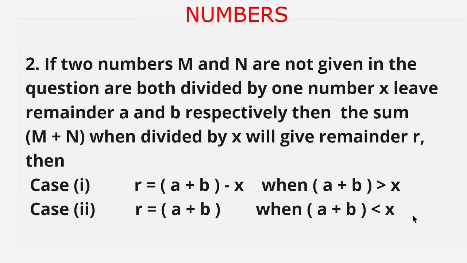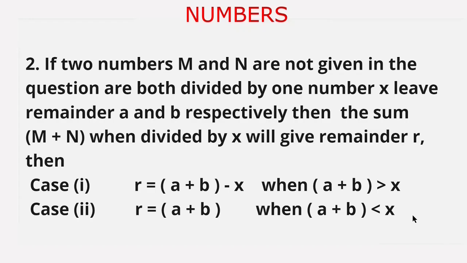Here I am explaining this tip. If some unknown numbers m and n are divided by a divisor x, and m when divided by x leaves the remainder a, and n when divided by x leaves remainder b. Now m plus n is divided by x. Then say the remainder is r. Then what will be the value of r? The value of r will be a plus b minus x.